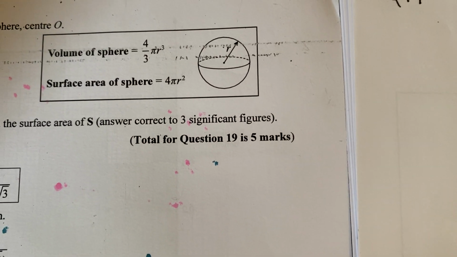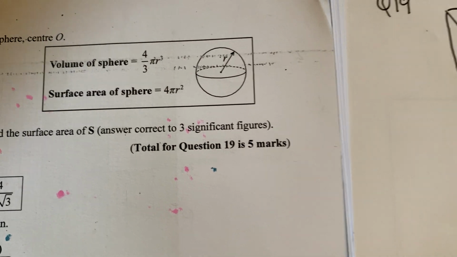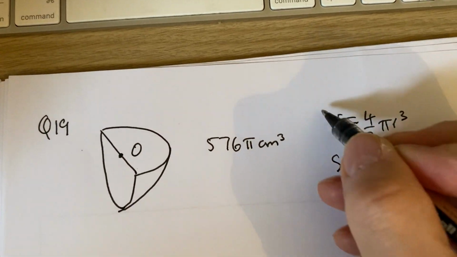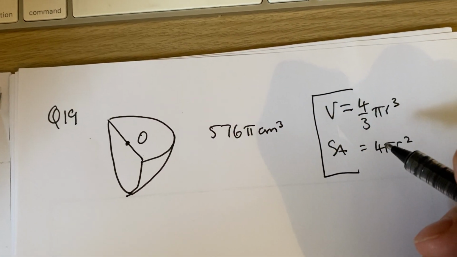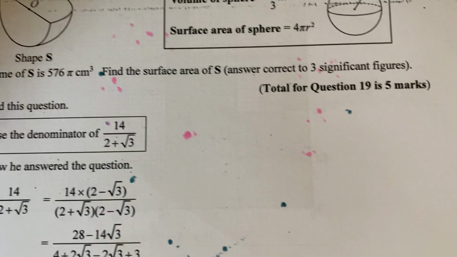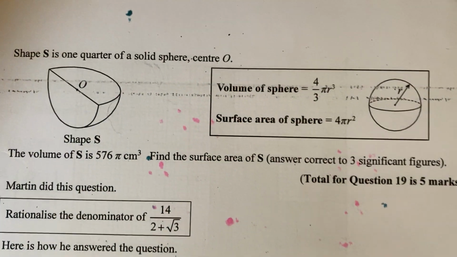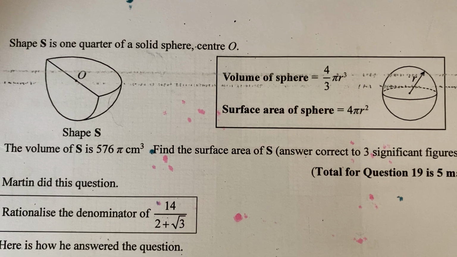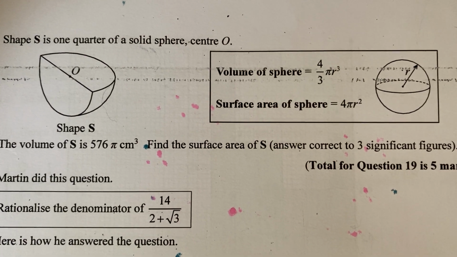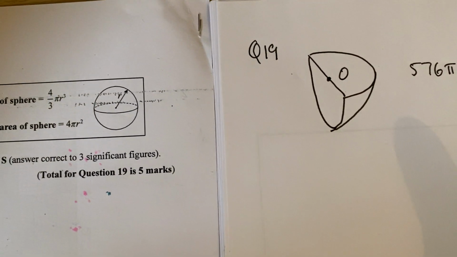And the surface area is 4 pi r squared. Now this is for a full one, remember? What they want is the surface area of this shape here. So that's quite a tricky question, to be honest with you. It's got 5 marks because there's a lot going on here.